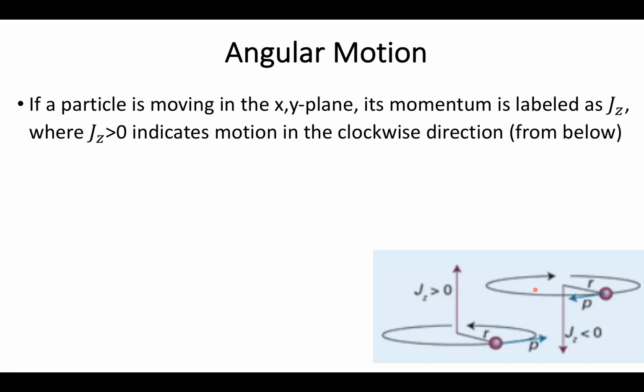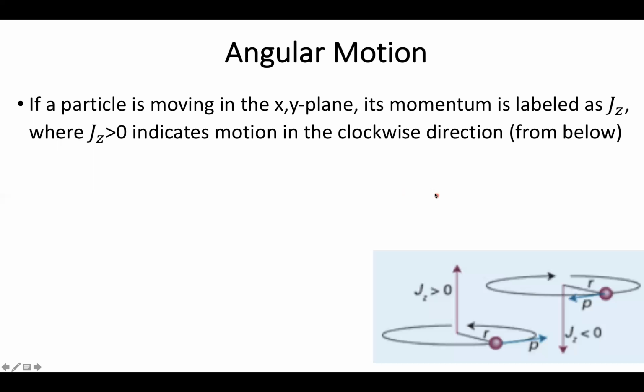So if the particle is moving clockwise as seen from below, this is going to be counterclockwise as seen from above. The angular momentum is positive, and then the reverse for the negative direction. So again, this "from below" ends up being a very crucial feature. So take some time, play around with the right-hand rule. We'll try and practice it a bit in class.